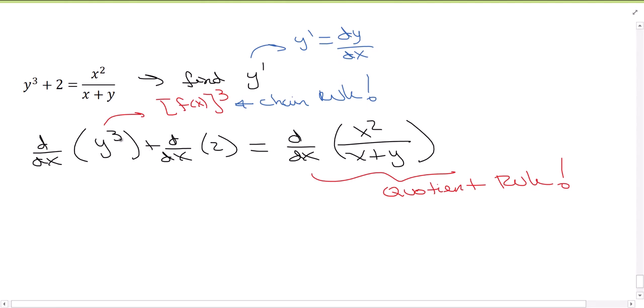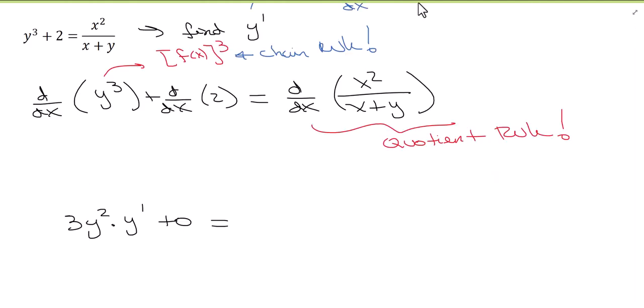So let's take the derivative. So that means I will do 3 times the inside left alone, and then to the 3 minus 1. So it will be y squared. Then by chain rule times the derivative of the inside, f prime of x, but my inside is just y, so y prime. Plus the derivative with respect to x of a constant, that's 0, equals, here we need the quotient rule. Okay, so here we need the quotient rule.